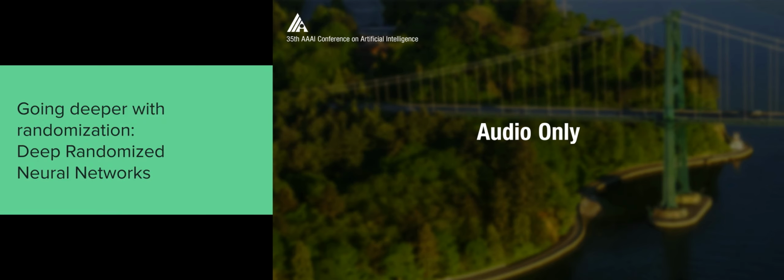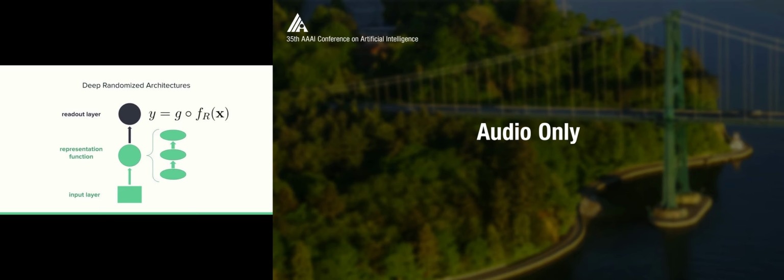Okay, let's now begin our tour in the exploration of randomization in deep neural network architectures. To begin, let's consider a generic deep randomized neural network that can be composed, as in the previous case, of the composition of an output function performed by a readout part and a representation function computed by a hidden representation part of the architecture.